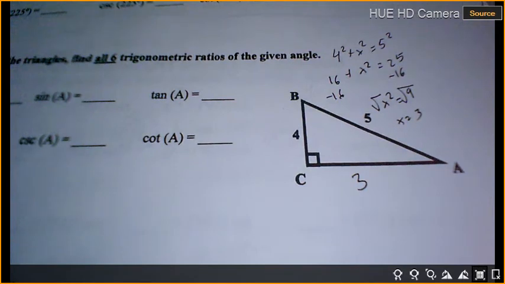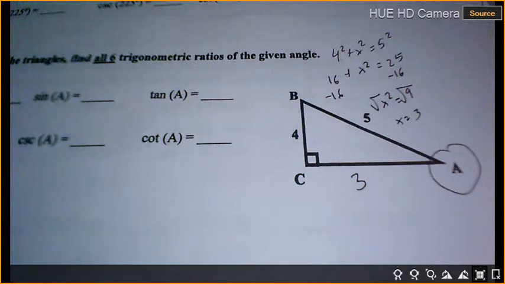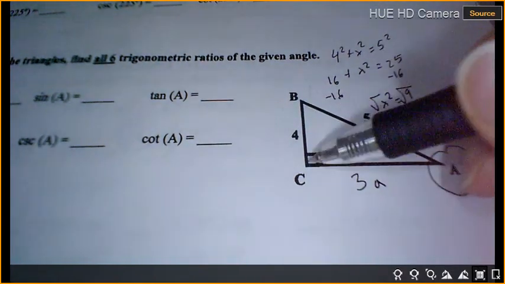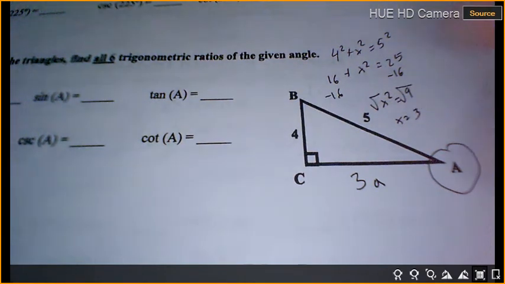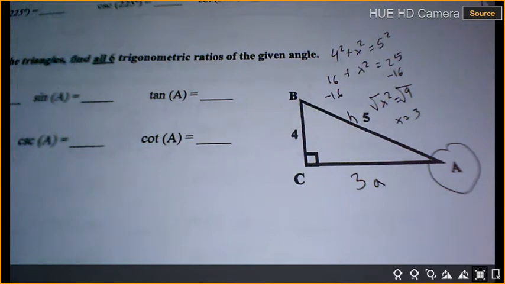Okay, so if I'm looking at A, 3 is what to A? The opposite, adjacent, or hypotenuse? 3 is the adjacent. Hypotenuse is always directly across from 90, and it's always the largest side. So 5 is our hypotenuse, which would make 4 the opposite.